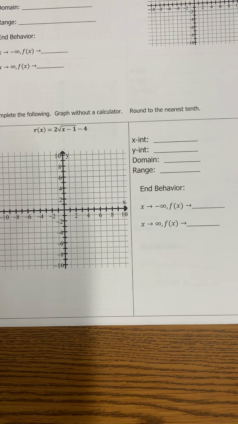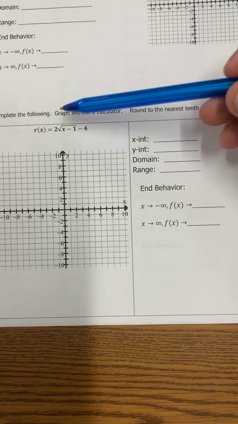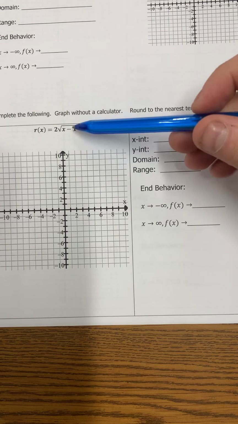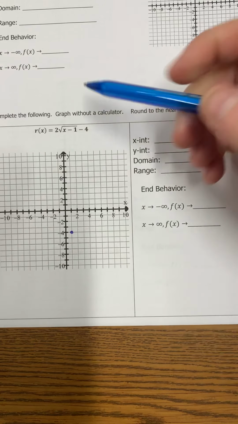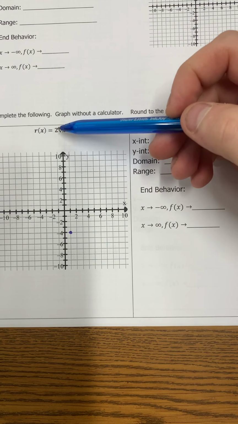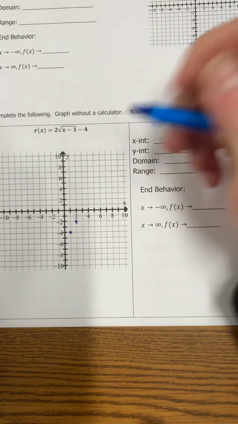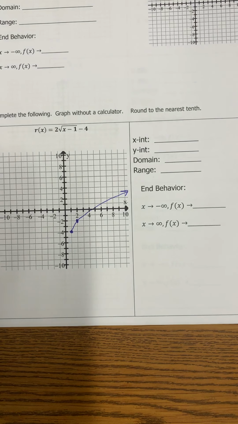In this video, we'll discuss the characteristics of square root and cube root functions. We're going to be analyzing the graphs of those. So we're given r of x equals 2 times the square root of x minus 1, minus 4. We know that graph is going to go right 1 and down 4. We know the stretch is by a factor of 2 because of the 2 in front. So our next point would be 2 above, and we can sketch our graph.